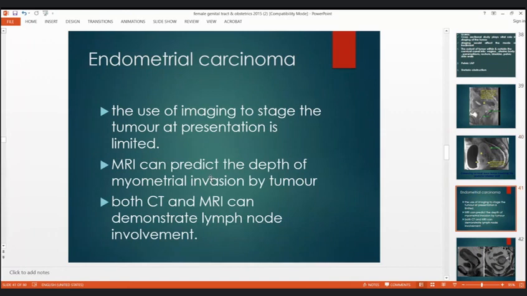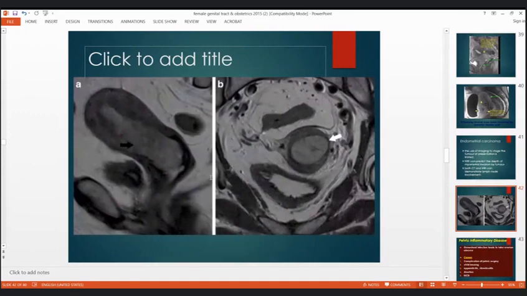And for endometrial carcinoma, the use of imaging to stage the tumor at presentation is limited, but MRI can predict the depth of myometrial invasion. Both CT and MRI can demonstrate distant disease and lymph node involvement. Patients with endometrial carcinoma commonly present with postmenopausal bleeding. The investigation to start with in patients with postmenopausal bleeding will be uterine ultrasound.